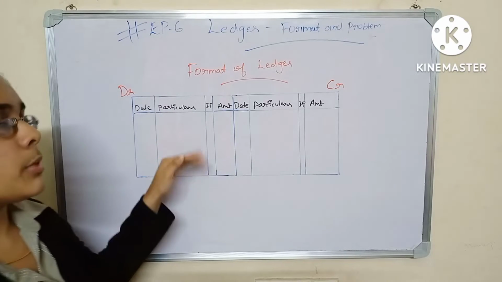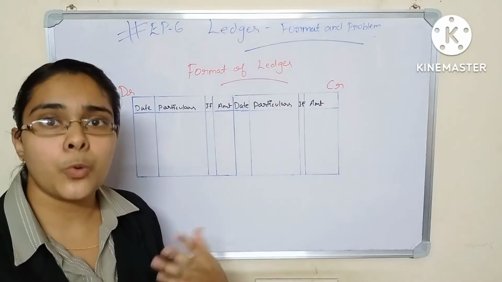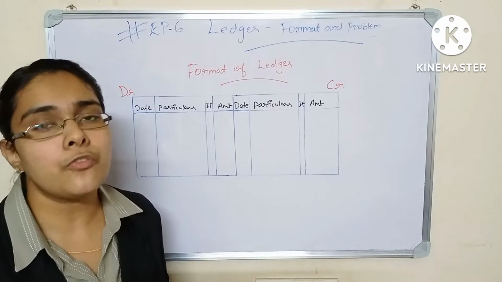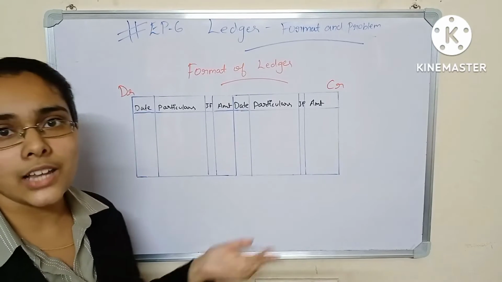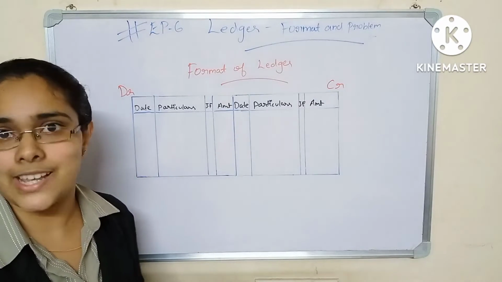Then we have the particulars column. Particulars column is a place where you post the journal entries appearing in the books of journal. So there you will post it. On the debit side, you will post the other aspect, that is the credit aspect of the transaction.